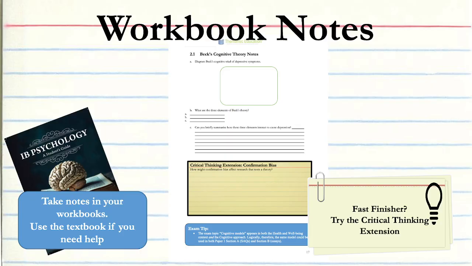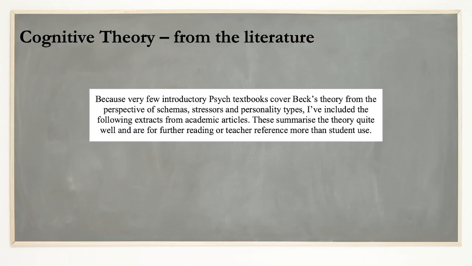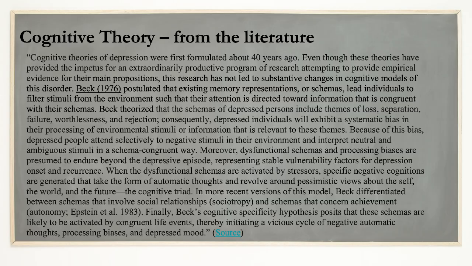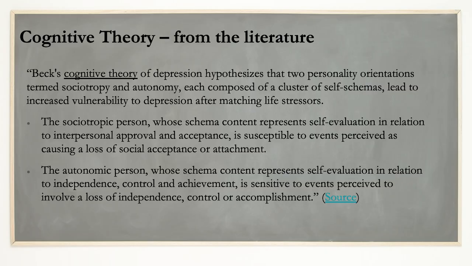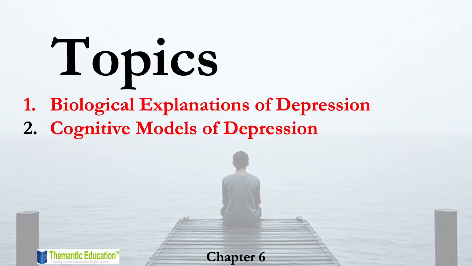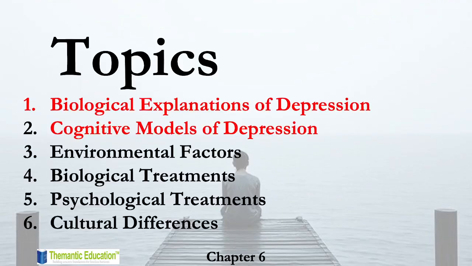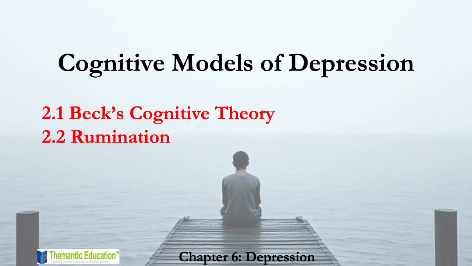Or if they've done the video, they could do the notes. Now, I've included some lines here just from the literature. I think this is really just for teacher reference. You know, I didn't want to go overboard with this stuff in the textbook. I had to really simplify it, but I wanted to give you some extra sources and some more academic reading, since most introductory textbooks, when they talk about Beck's theory, don't really delve into the sociotropic autonomous stuff. So that's Beck's theory, and then we're going to contrast that in the next lesson with rumination and response styles theory.